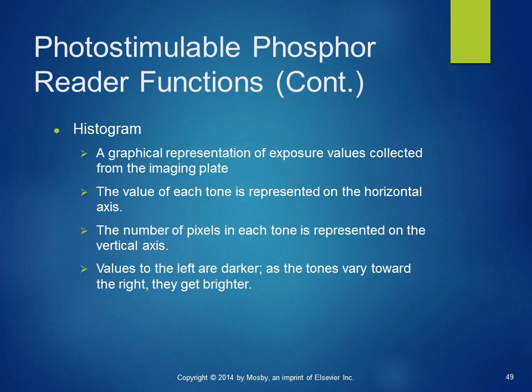Histogram, a graphical representation of exposure values collected from the imaging plate. The value of each tone is represented on a horizontal axis. The number of pixels in each tone is represented on the vertical axis. Values to the left are darker. As tones vary toward the right, they get brighter. So hint, you need to know which is on the horizontal axis and which is on the vertical axis.